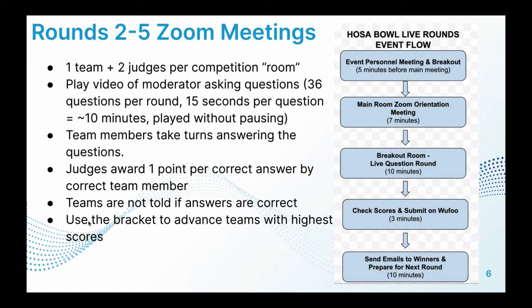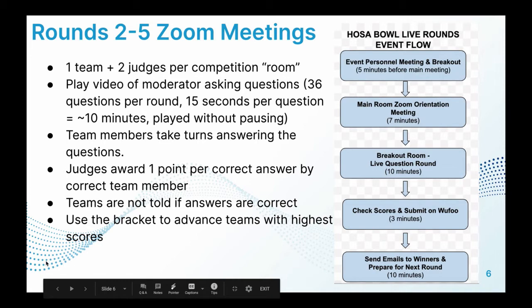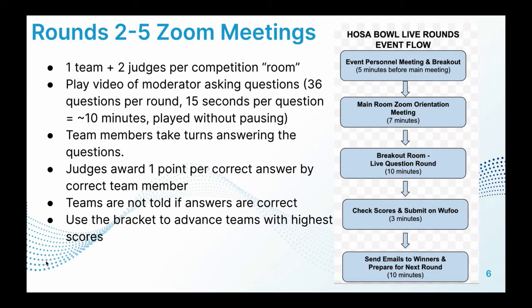So this is how rounds 2 through 5 go. Event flow, approximate time is on the right. One team enters a competition room with 2 judges. The judges play a pre-made video of 36 questions, about 15 seconds per question. That made for about a 10-minute video. We play this without pausing.